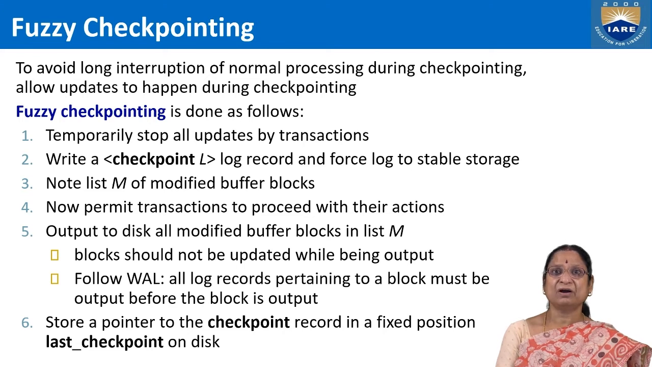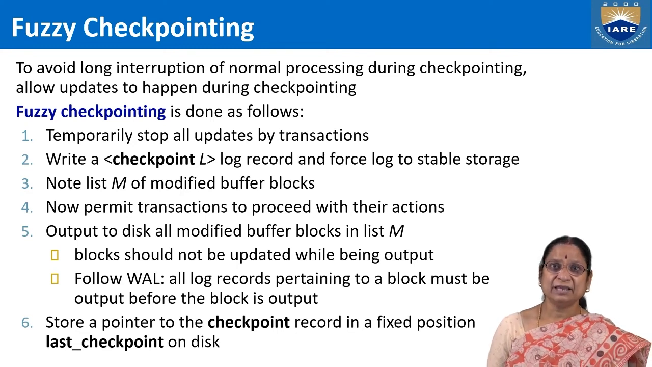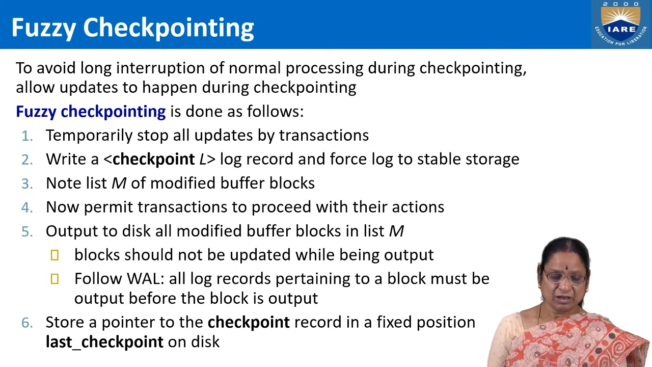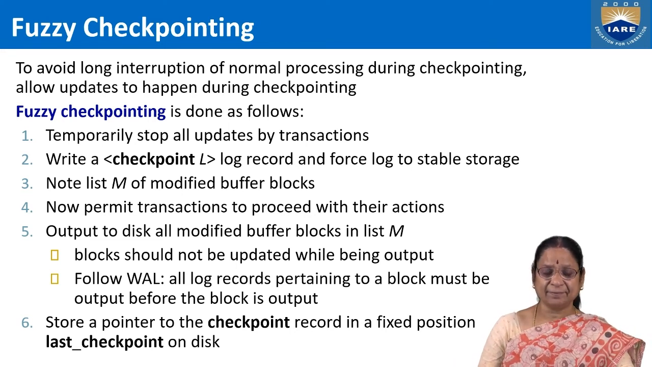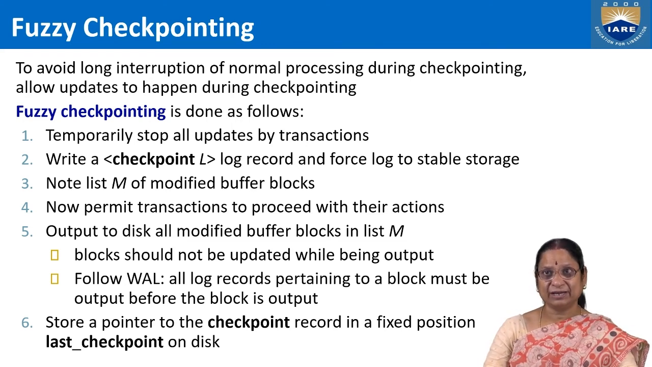List M of modified buffer blocks. We note down all the modified buffer blocks. Then we will let the transactions be processed. Then output to the disk all modified buffer blocks in the list M. A block should not be updated while it is being output. Remember that. Follow the WAL rule.